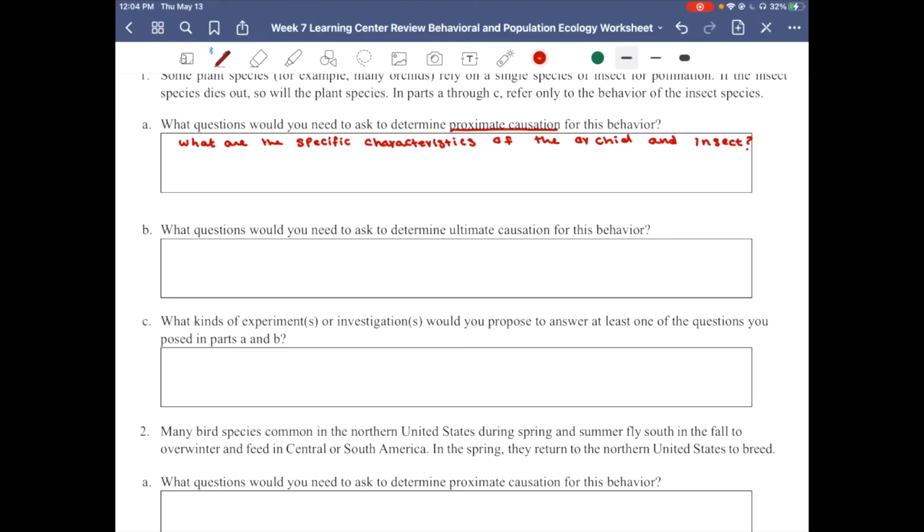Another one we can have is, what about their morphology that only allows the insects to be limited to one flower? So this is kind of asking, why is there only one insect to one plant? And that would also be a proximate cause because it's talking about their mechanisms and their ability to do so.